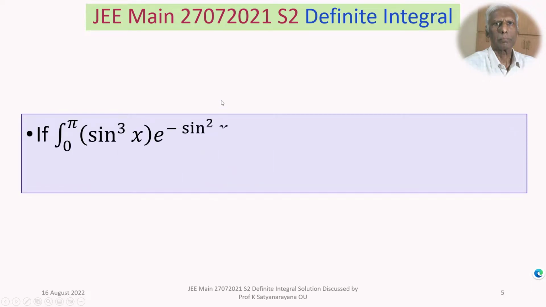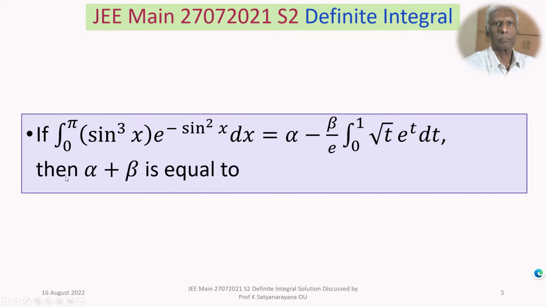The problem is, if the integral from 0 to pi of sine cube x into e power minus sine square x dx is equal to alpha minus beta by e, integral 0 to 1 root of t into e power t dt, then alpha plus beta is equal to.